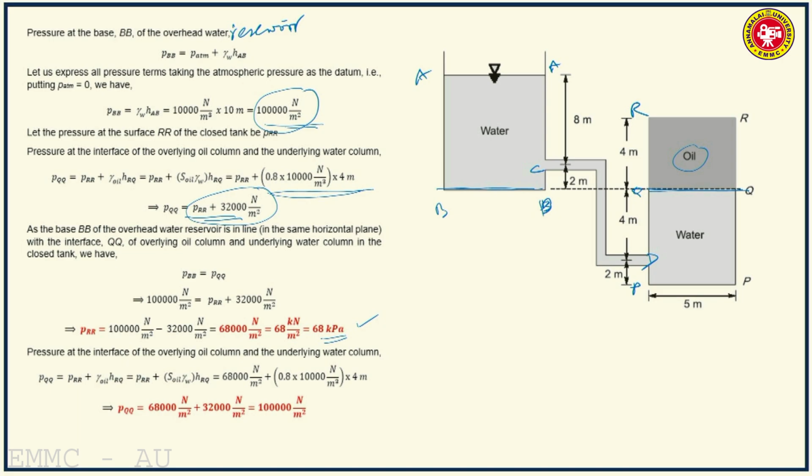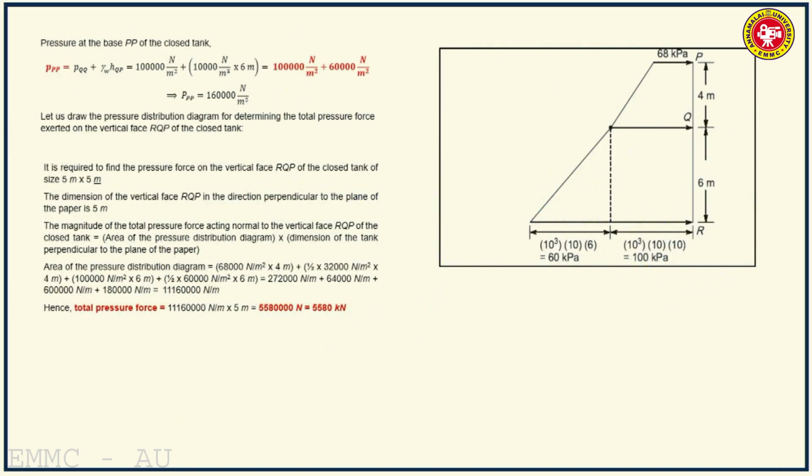So pressure at the interface of the overlying oil column and the underlying water column, that is PQQ, is equal to, again you go back to this equation, and you will be getting PQQ is equal to 100,000 Newton per meter square. That is to validate that the pressure at QQ is the same as the pressure at BB, because both surfaces are in the same plane.